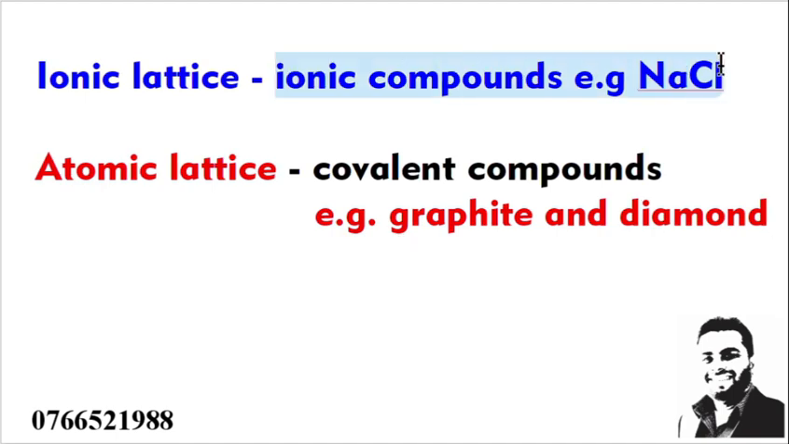And we learned two atomic lattices. Among covalent compounds you find this atomic lattice. Graphite and diamond are examples of atomic lattice.